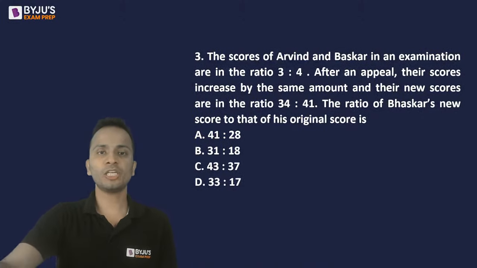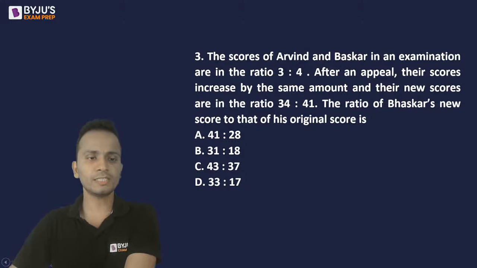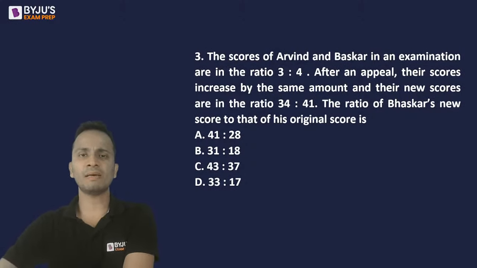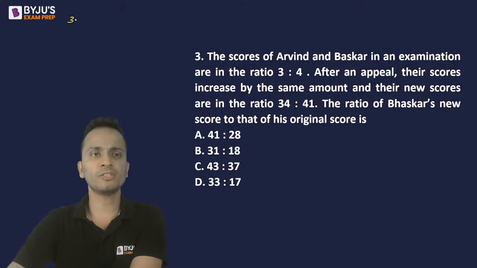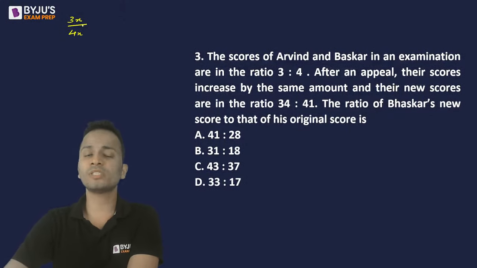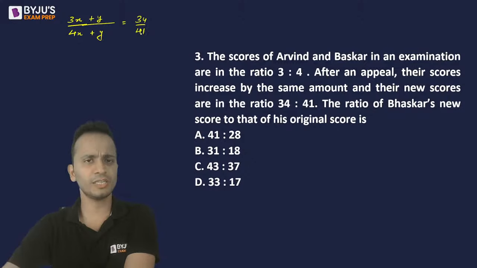All right. चलिए question number 3 discuss करते हैं जल्दी से. So question number 3, it says the scores of Arvind and Bhaskar in an examination are in the ratio 3:4. So I'll assume their scores as 3x and 4x. Okay. After the appeal, the scores increased by the same amount. So let's say the score of Arvind and Bhaskar increased by y. And now the new ratio has become 34/41. Right? This is the equation.